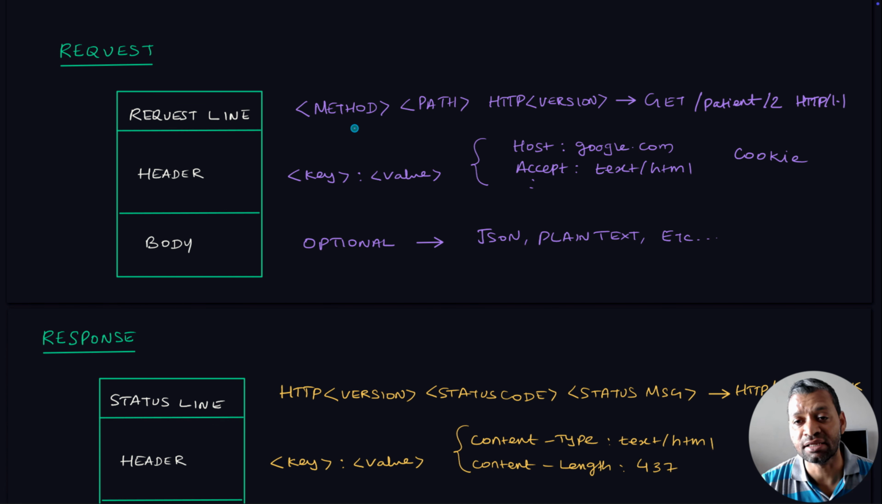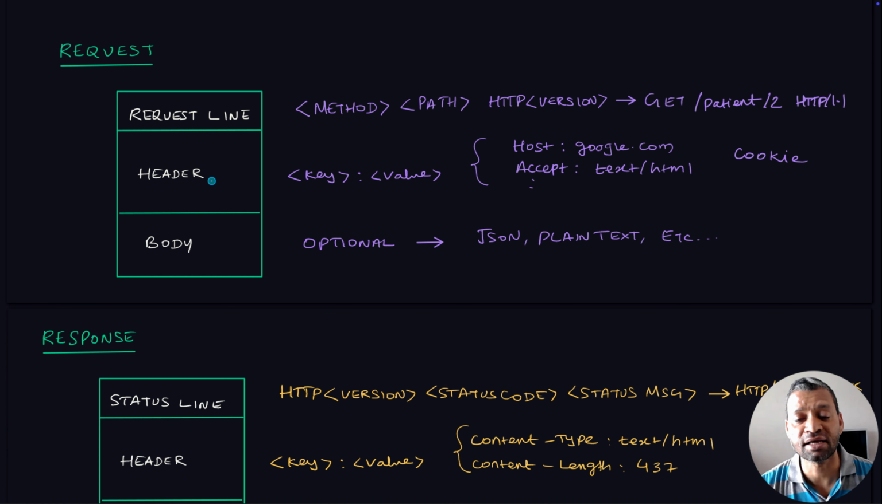So the request line will be of this structure. It will have method, which is one of the HTTP methods. Then it will have the path. Path is the resource within the web server. Then it will say what is the HTTP version that is being used. So for example, when we are using get method, it will say get, then the path, in this case patient/2, and then the protocol and its version. In this case, the protocol is HTTP and its version is 1.1.